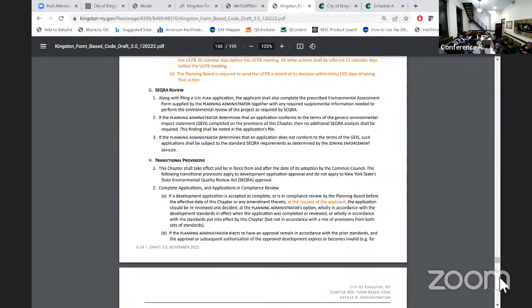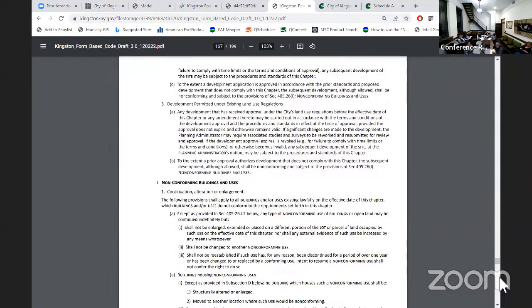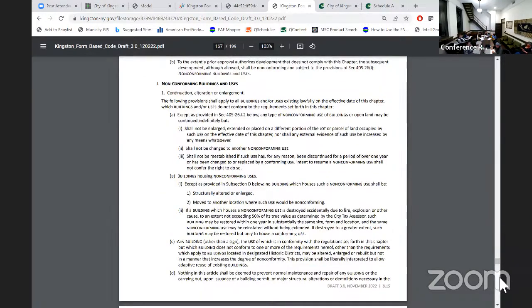Okay, on page 8.15, non-conforming buildings and uses. Towards the bottom, under letter C, 1C, the last line says, this provision shall be liberally interpreted to allow adaptive reuse of existing buildings. I just think that language is not appropriate in the zoning code. The last sentence of C one.